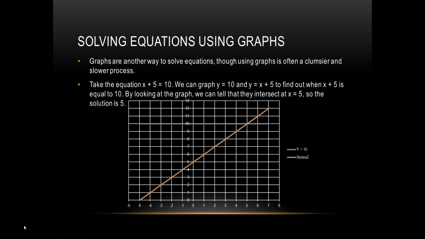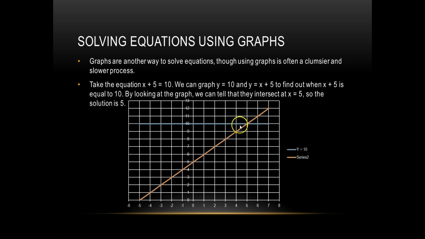There's another way to solve an equation, and we can use graphs for this, though using graphs is often a clumsier and slower process. Let's take the equation x plus 5 equals 10. We can graph y equals 10 and y equals x plus 5 to find out when x plus 5 is equal to 10. The blue line right here is the y equals 10 graph, and this graph is our line x plus 5.